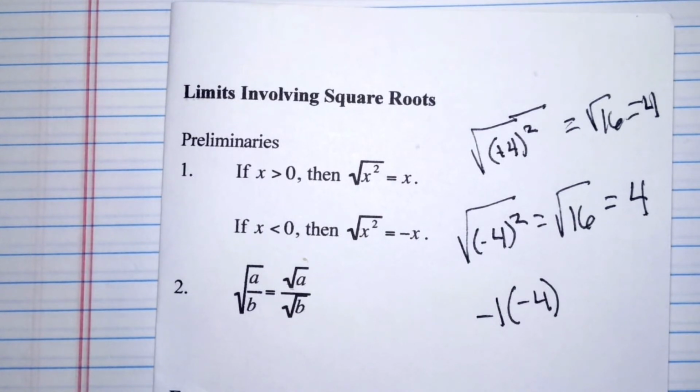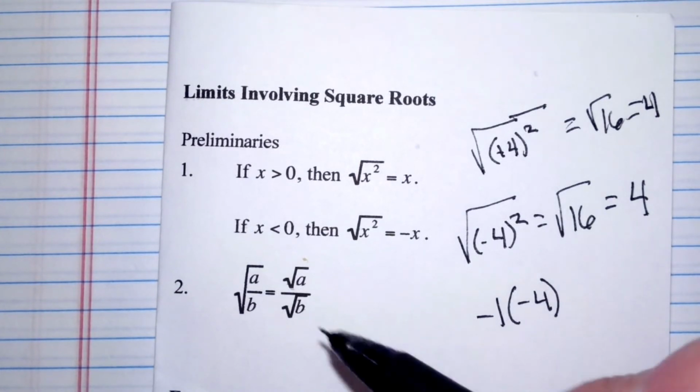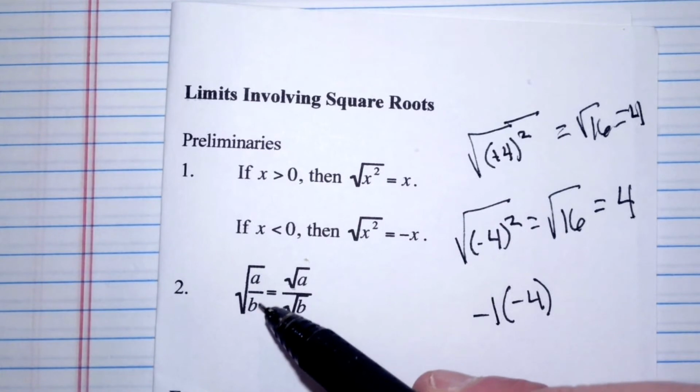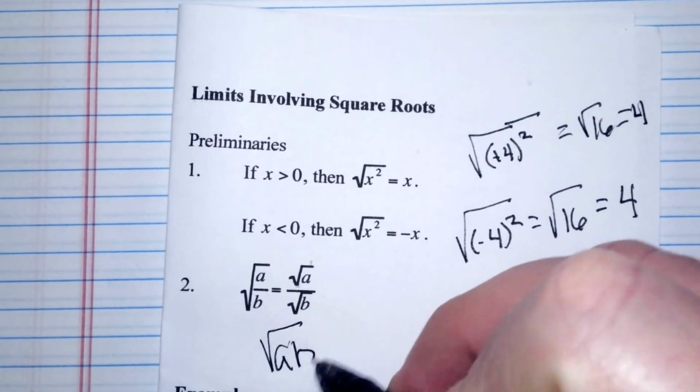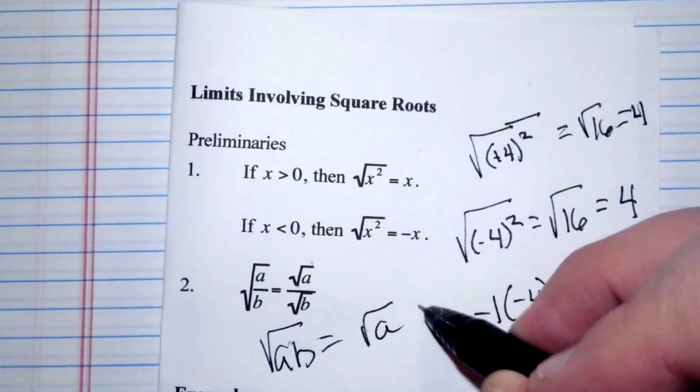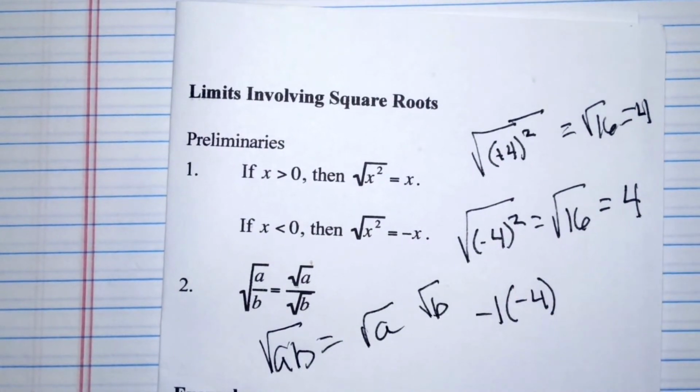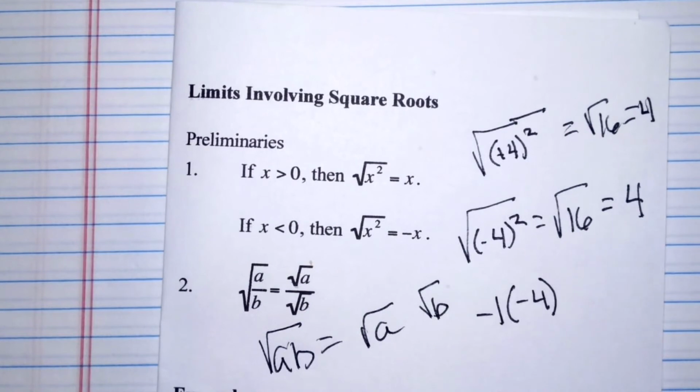Another thing to keep in mind is that the square root of a over b is equal to the square root of a divided by the square root of b, or radical of a over b is equal to radical a over radical b. This also works if the operation is multiplication instead of division. So if you have radical AB, that's the same thing as radical A times radical B. And this assumes that A and B are positive numbers.